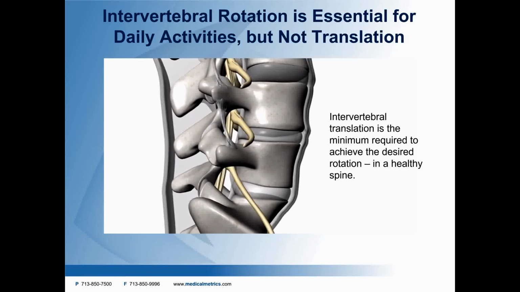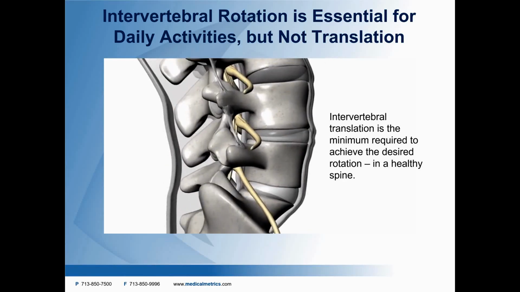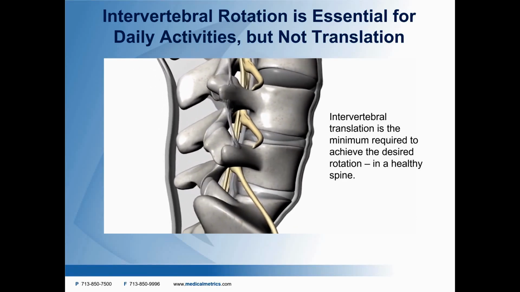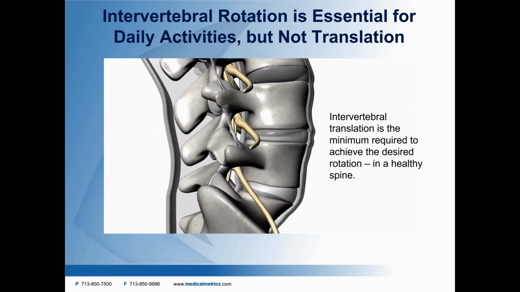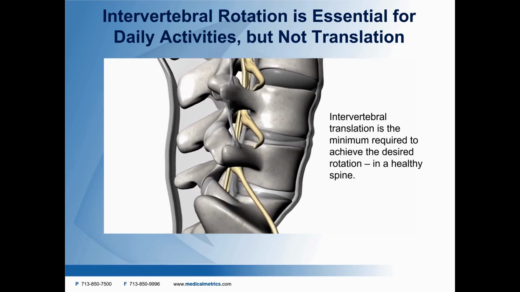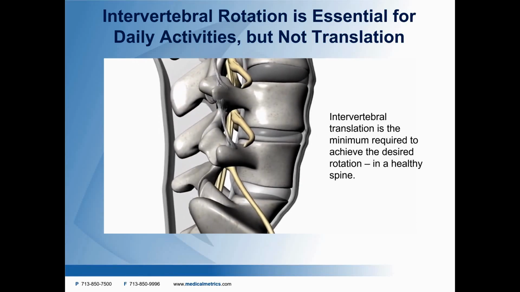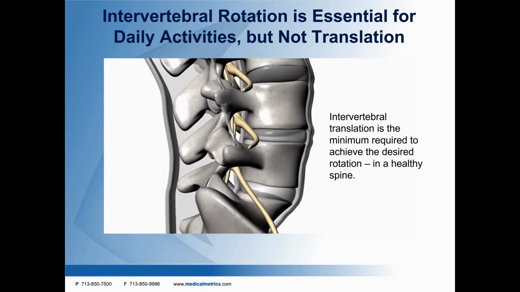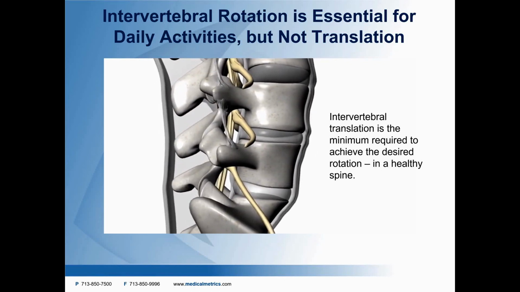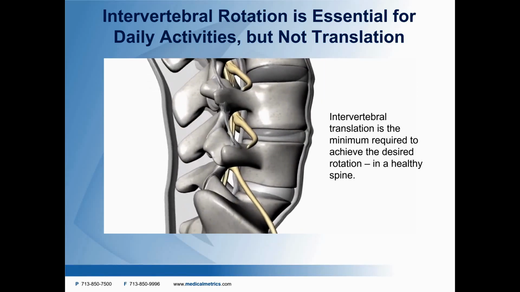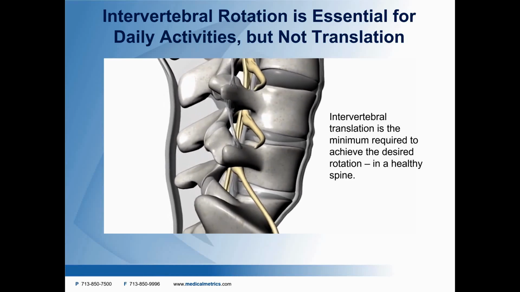Intervertebral rotation is very important in our daily activities. In contrast, a human has no specific need for translation between vertebrae. In a healthy spine, the translation that occurs is the minimum required to allow for the rotation that is needed. Abnormally high translation can irritate the nerve roots and other tissues in the foramen, resulting in inflammation and symptoms.